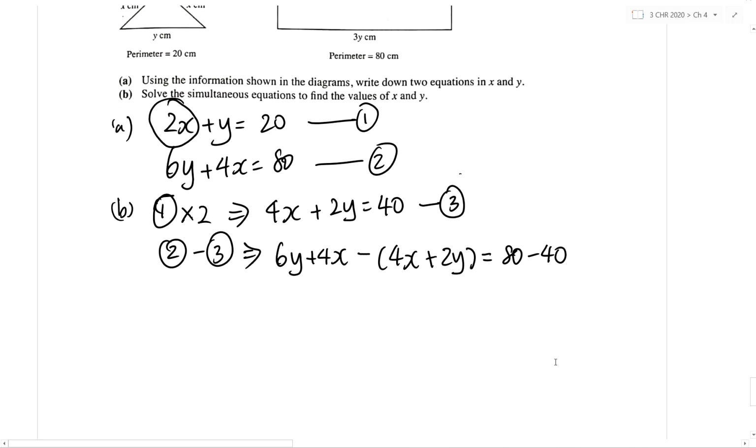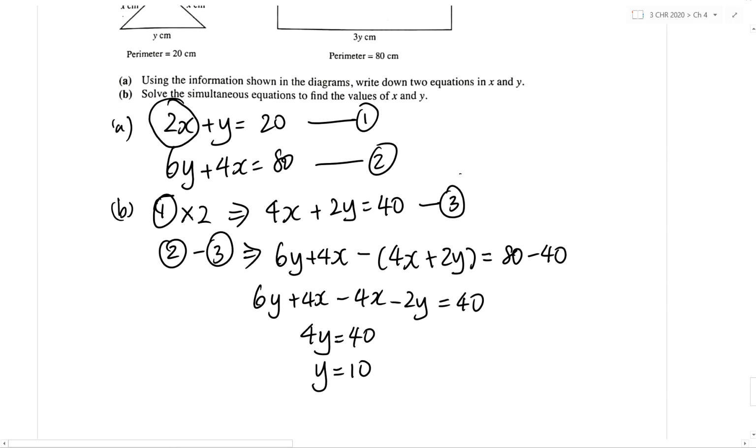This is the elimination method. So 6y, let's expand, 6y plus 4x minus 4x. Because there is a minus sign in front of the bracket, when I remove the bracket, everything will flip. This is a positive 4x, it becomes negative 4x. This is a positive 2y, it becomes negative 2y. And this is equal to 40. 6y minus 2y, total 4y. 4x minus 4x, eliminated. This is where we eliminate. And this is equal to 40. And clearly y must be equal to 10.